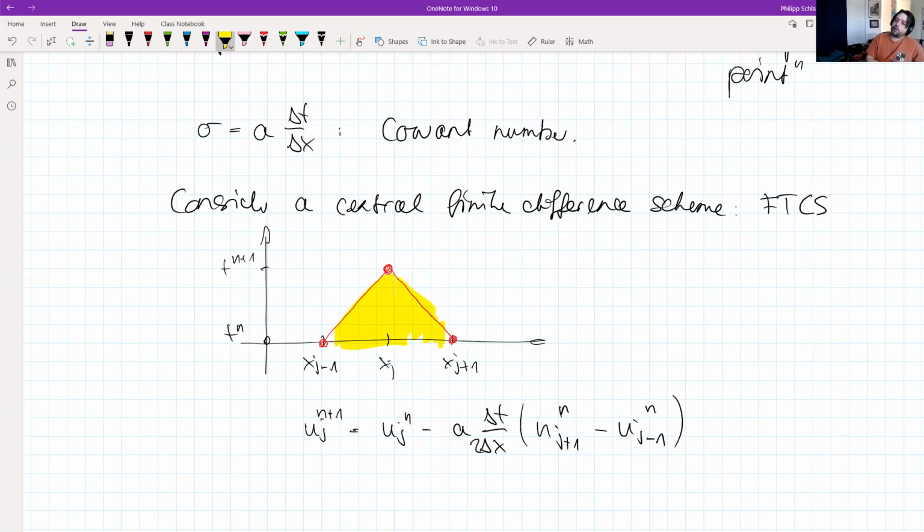Another question is, what does the CFL condition give with this domain of dependence? But this we will look at in 15 minutes after the break. So I will stop the recording now, and we will continue at 1:15.